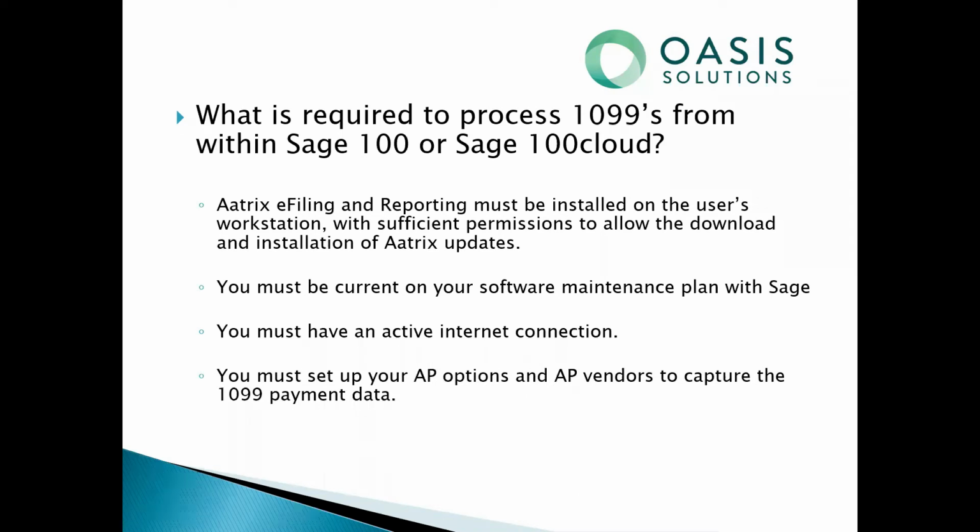You must also have your AP options set up so that you are tracking your 1099 history, and you also have to have each applicable vendor set up properly. Now, as we get into Sage, if you realize that you're not tracking the information, or that it wasn't tracked the first part of the year but you started using it the second part of the year, we're going to talk about how you can easily correct your history so that you can still process within Sage and Atrix for the 2020 calendar year.